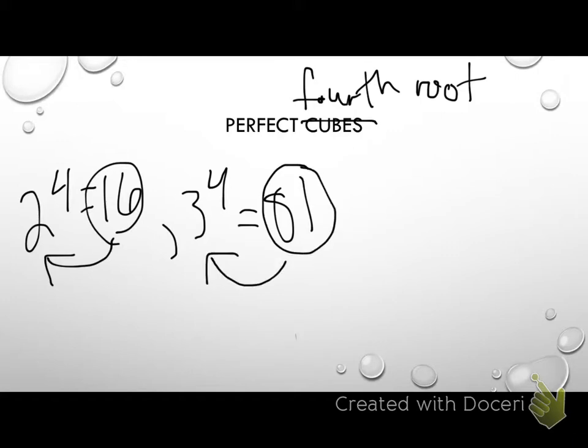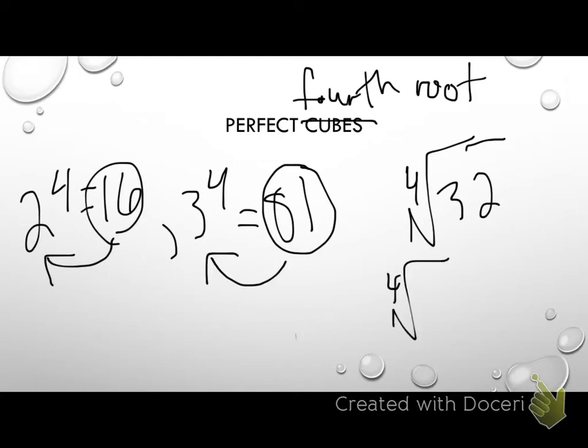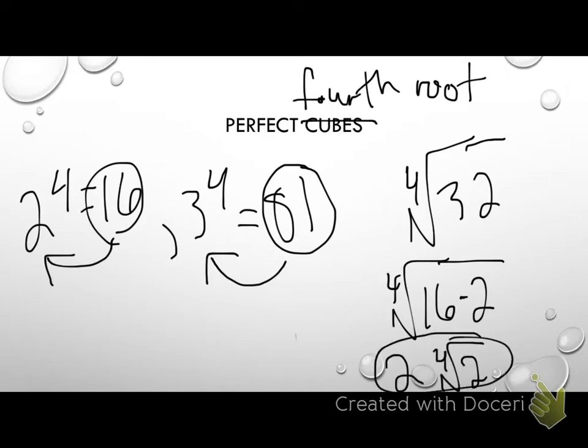So if I asked you to find the 4th root of 32, 16 is my biggest perfect 4th root that goes into 32. So I'd break it up like that. Take the 4th root of 16, which would give me 2. 4th root of 2. That'd be me simplifying a bigger root. Same thing for 5th roots, 6th roots. You're just finding the biggest perfect whatever root you're finding that goes into your radicand.